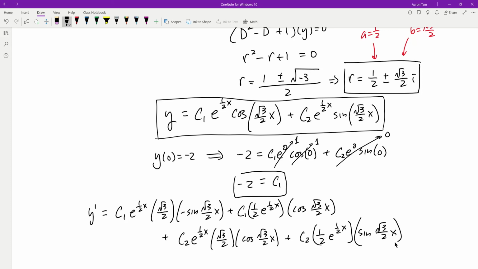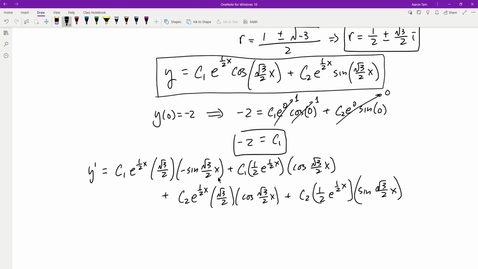So that's my derivative. Now, normally I would probably clean it up if I wanted to present y prime, but I actually don't care what y prime looks like because I just simply want to solve for C2. So I do know the following. If I plug in 0, y prime of 0 would equal negative 1. So therefore, negative 1 equals, now remember, because I plug in 0, sine would go to 0.